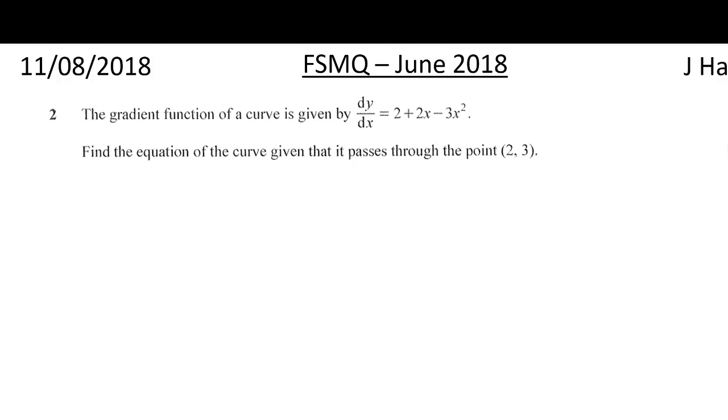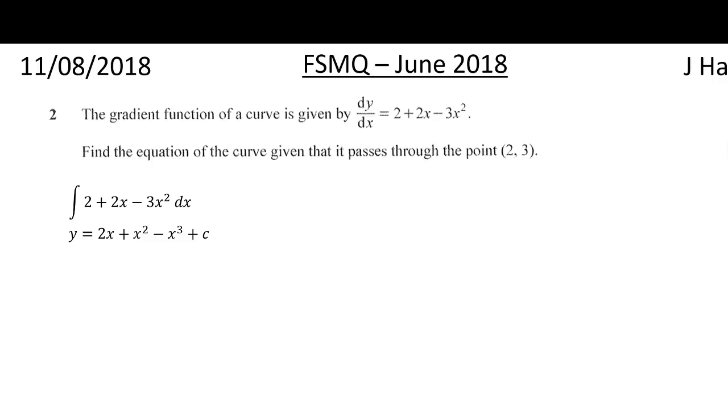Question 2, the gradient function of a curve is given by dy by dx is equal to 2 plus 2x minus 3x squared. Find the equation of the curve given that it passes through the point 2, 3. So we're given dy dx, we want y, so we need to integrate both sides with respect to x. So we integrate the function that they gave us with respect to x, so we get 2x plus x squared minus x cubed, plus your constant c, don't forget that.